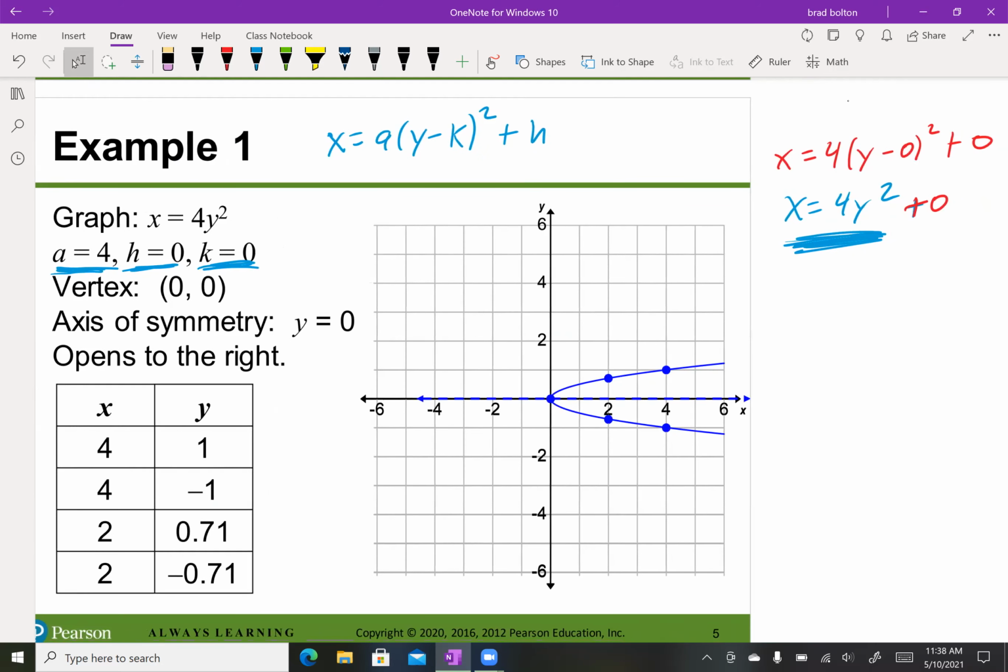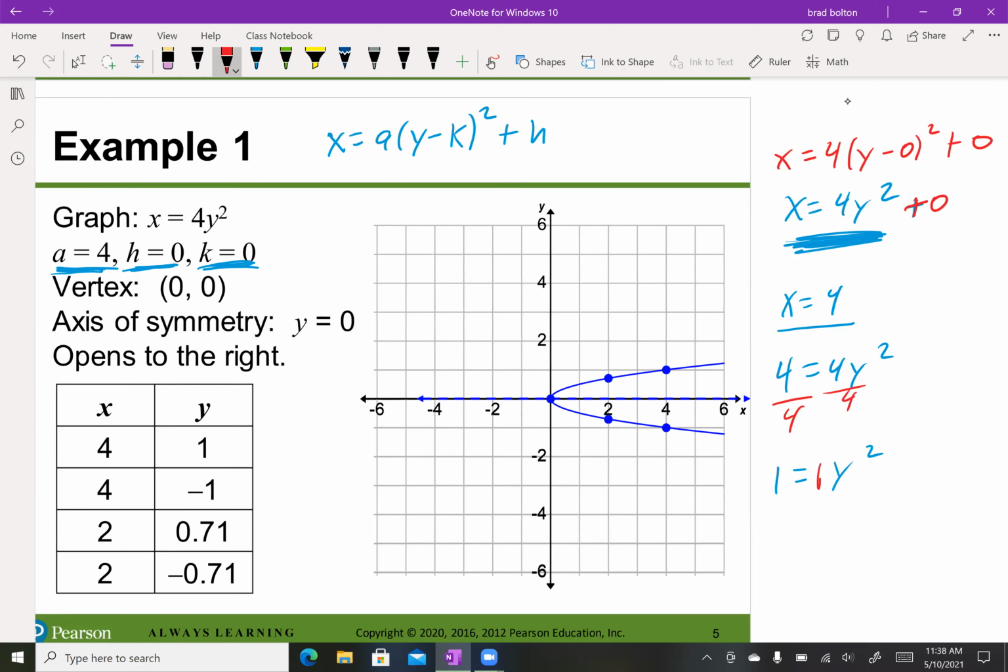So let's take a look at this. Let's build a little table. Basically, I'm going to show you guys how they use these to get these. Okay. So the first thing they did is they said, well, what if x equals 4? Okay. So they said 4 equals 4y squared. And we divide both sides by 4. We divide both sides by 4. So we get 1 is equal to y squared.